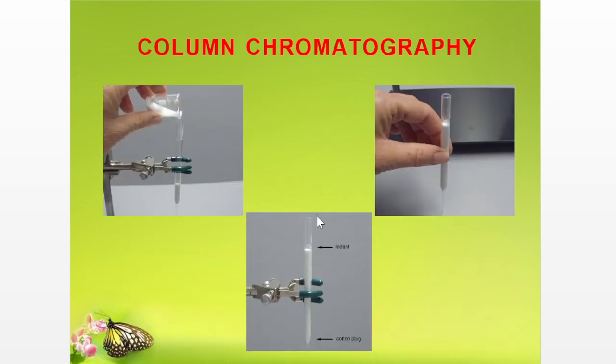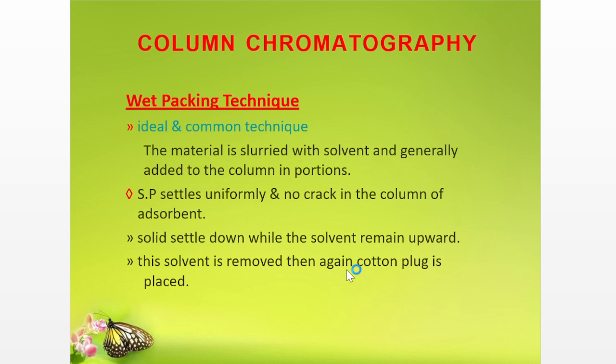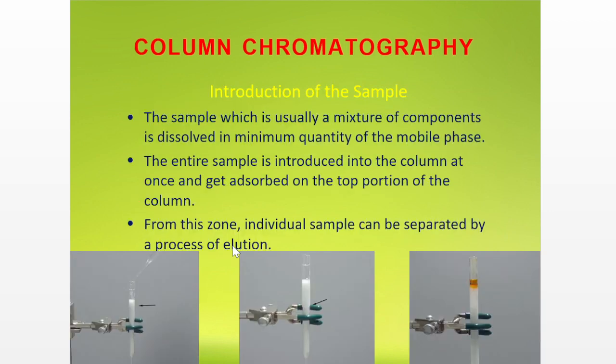Here is the column chromatography technique. You can see here in which solvent is added to it. Wet packing technique, the ideal and common technique. The material is slurried with the solvent and generally added to the column. The solid stationary phase settles uniformly with no cracks in the adsorbent, while the solvent remains up and is then removed. Then again a cotton plug is placed.